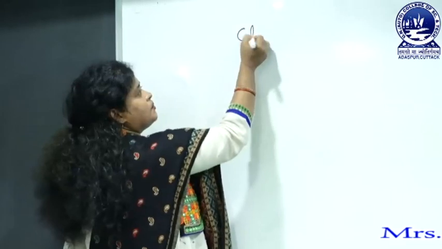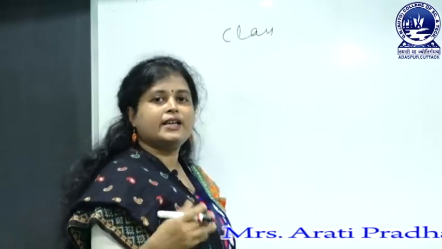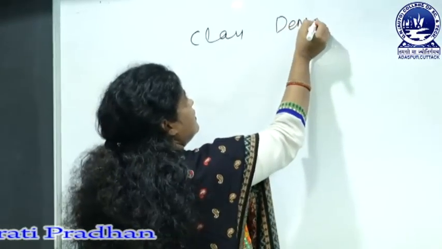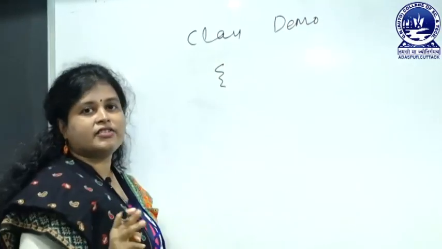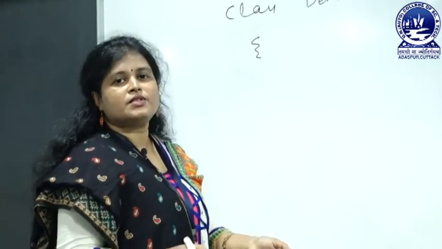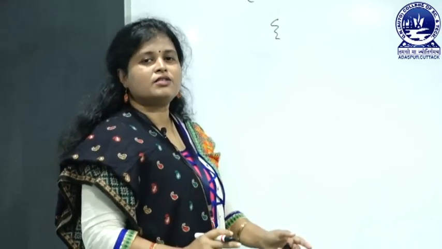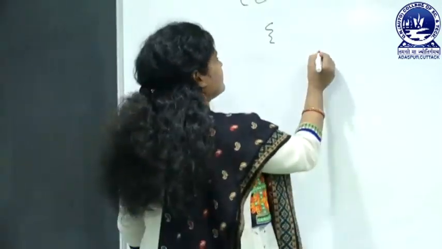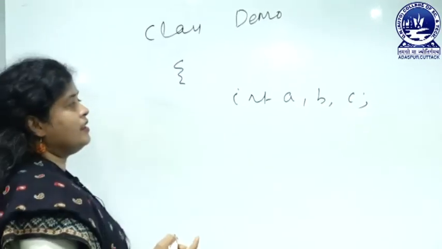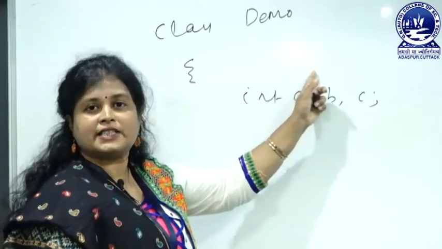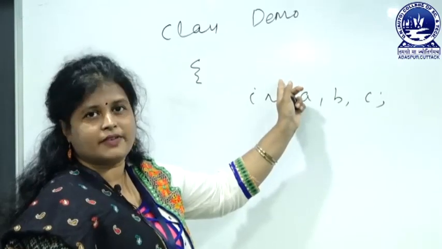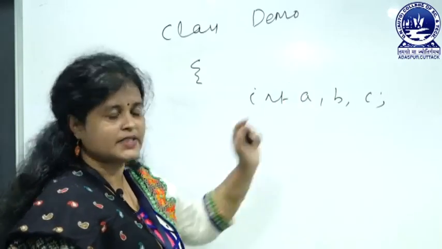Let's start. Suppose the program is, you may use any class name. Here I am using the class name demo, and I am using 3 variables here, int a, b, c, because I am going to use all the arithmetic operators and all those operators are binary operators. If you are not specifying any access specifier, then by default it is private.